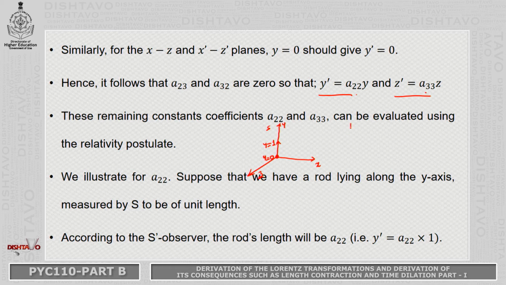So according to the S dash observer, which is this frame moving with velocity v dash, with x dash, y dash and z dash axes, what is the length of this unit length rod in the S frame? That is given by the transformation equation, y dash equal to a22 y, and since y is 1 here, y dash equals a22 times 1. So according to the S dash observer, the length is a22 times 1. This is the length measured by the S dash observer.